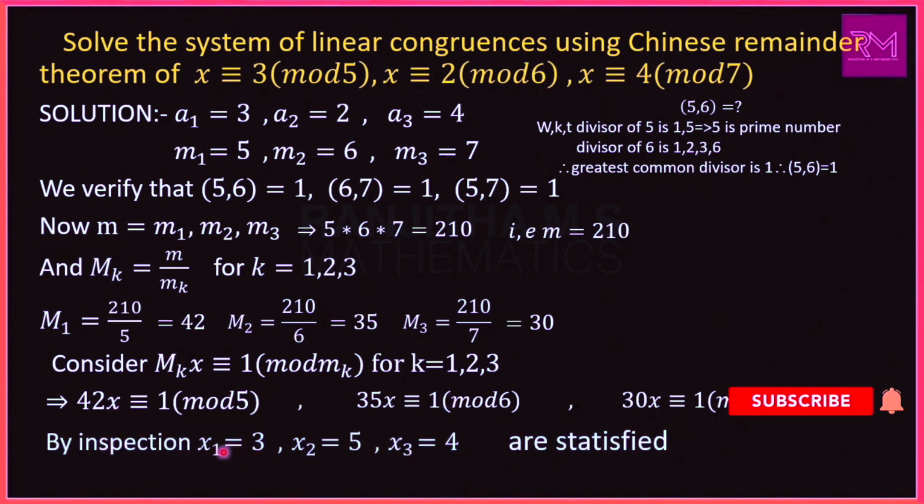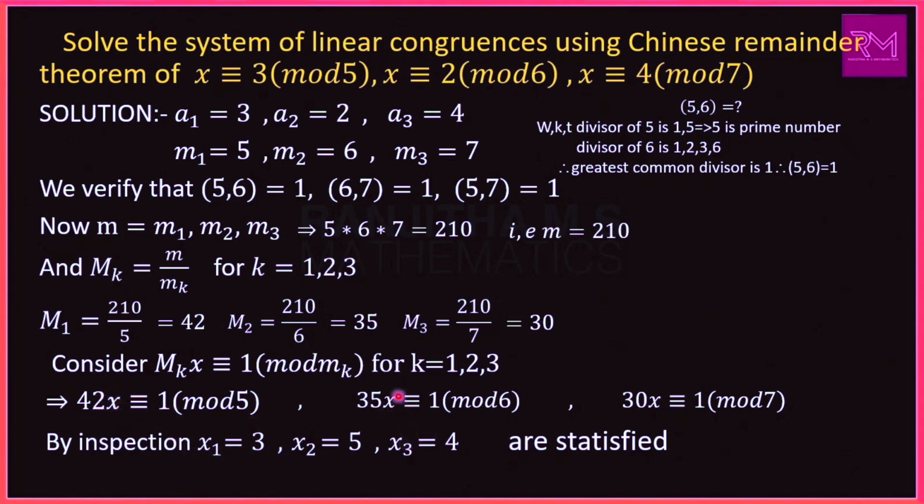By inspection, x1 is equal to 3. If we substitute x equal to 1, 42 into 1 is 42, congruent to 1 mod 5, so 5 should divide 42 minus 1, which is 41. 5 does not divide 41, so x equal to 1 is not satisfied. If x is 2, we get 84 congruent to 1 mod 5, so 5 divides 84 minus 1, which is 83. Also 5 does not divide 83. If x is 3, 42 into 3 is 126 congruent to 1 mod 5, so 5 divides 126 minus 1, which is 125. Obviously 5 divides 125, satisfied. Therefore x1 is equal to 3.